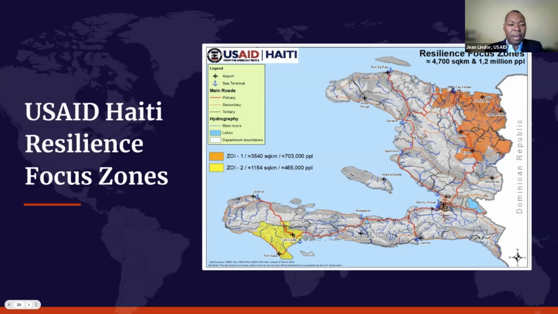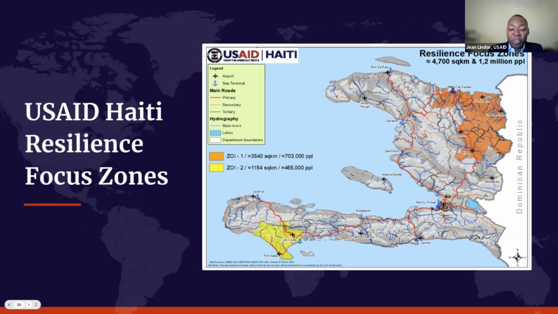Thank you, Madeleine. Hello, everyone. I would like to begin with a brief overview of the resilience focus zones in Haiti and the identification criteria according to the USAID Haiti mission. There are two groups of zones of influence. Zone 1, as you may see on the map, North, Northeast, and Central Plateau departments, and Zone 2, the South department. You may also notice that the West and Artibonite departments, where gangs are very active, are not on the list. However, gang activities have impacts on the aforementioned zones of influence.